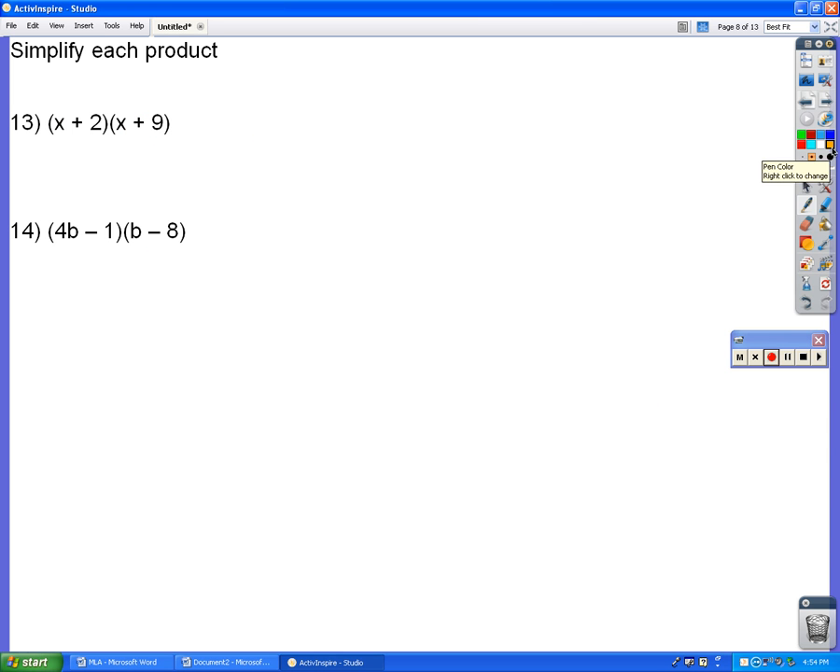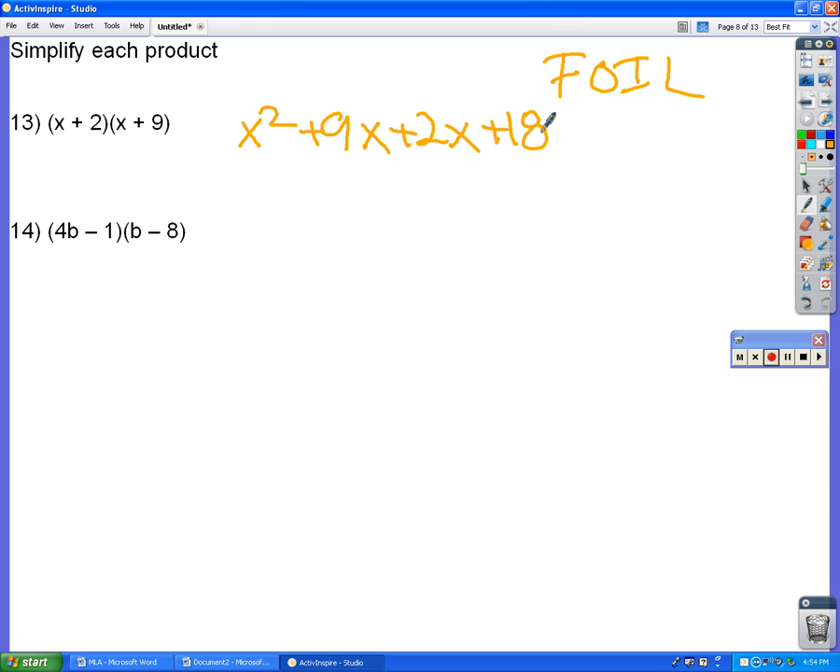Okay, now we are simplifying each product again, but we are multiplying binomials, and so this is when we are FOILing. So we're going to do the first 2 terms together. So the first term in this parentheses times the first term in that parentheses is x squared. The outside terms multiplied together is 9 times x, or 9x. The inside terms multiplied together is 2 times x, or 2x. And the last ones multiplied together is 2 times 9, or 18.